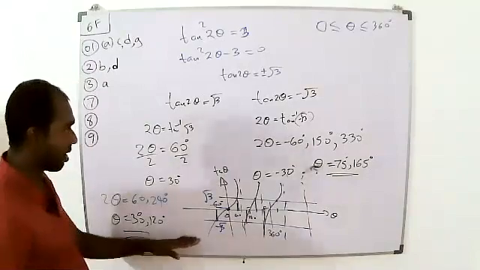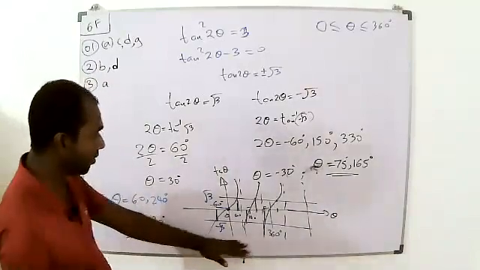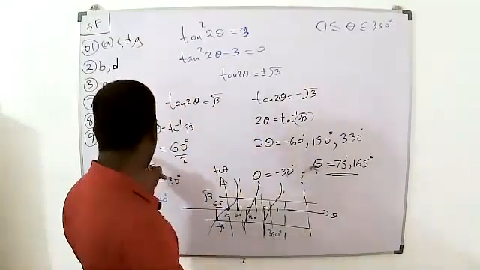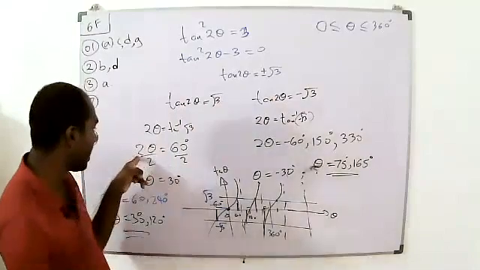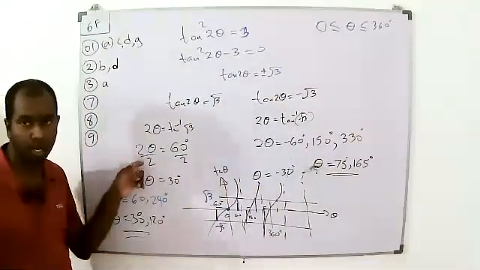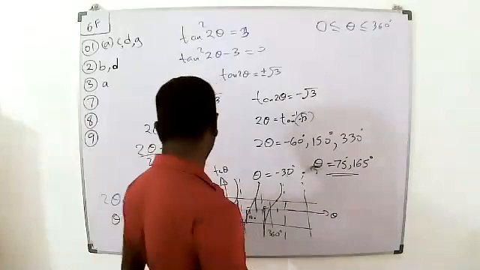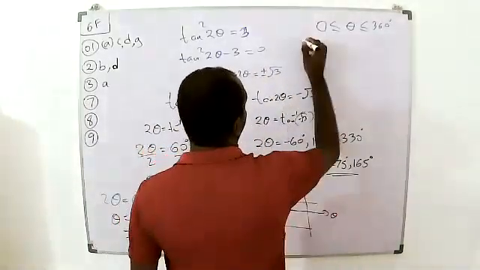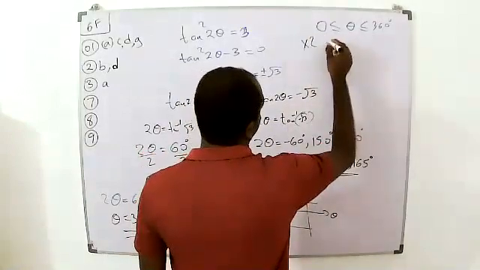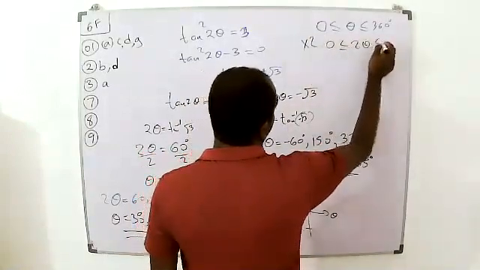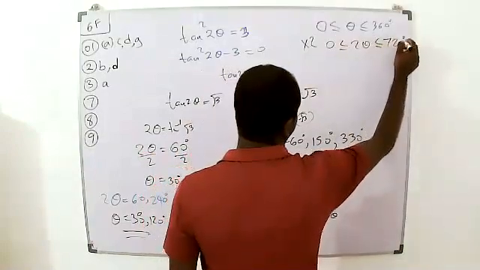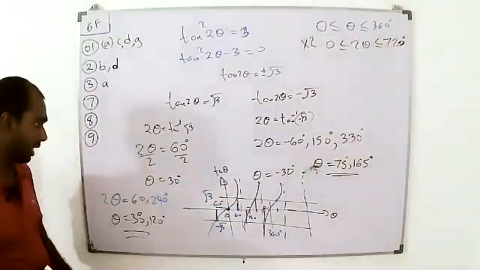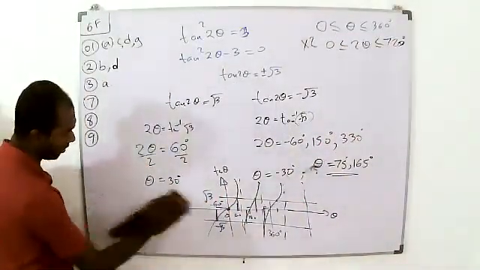Why? This graph is true only for 0 to 360, but we are dealing with 2 theta. We have to be careful about the range of 2 theta. We have to draw the graph until 2 theta. What is the range of 2 theta? We can multiply all of these by 2. What do we get? 0 to 2 theta, and this is 720 degrees. So you have to draw this graph until 720 degrees. If you just stop here, it's going to be wrong.